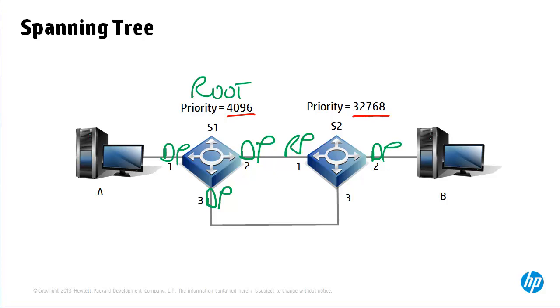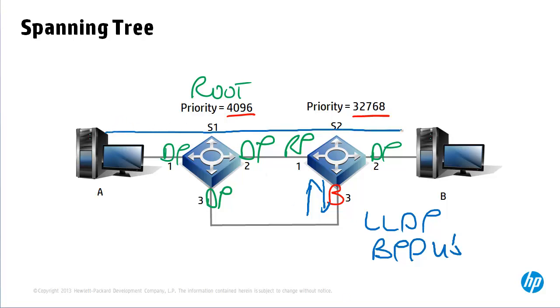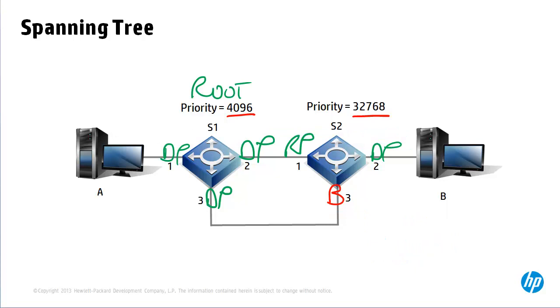All other ports will be blocked. So in this topology, port 3 on switch 2 is blocking. Traffic such as LLDP and BPDUs are transmitted and received on this port, but other traffic is blocked. So traffic from PCA to PCB will traverse the upper link. No traffic will be sent through port 3 on switch 2. Spanning tree has successfully stopped the loop in this topology.